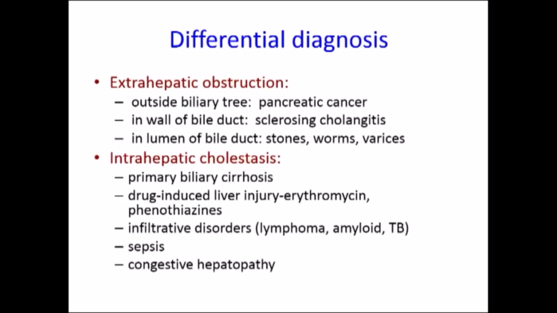So these are conditions where alkaline phosphatase is abnormal. Liver enzymes are essentially normal or near normal. And the differential diagnosis is essentially blockage of the biliary tree outside the liver. So pancreatic cancer, sclerosing cholangitis, gallstones, et cetera. Or there is a whole slew of conditions called intrahepatic cholestasis, such as primary biliary cirrhosis, et cetera.